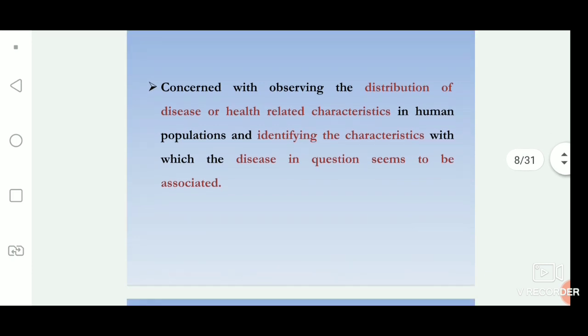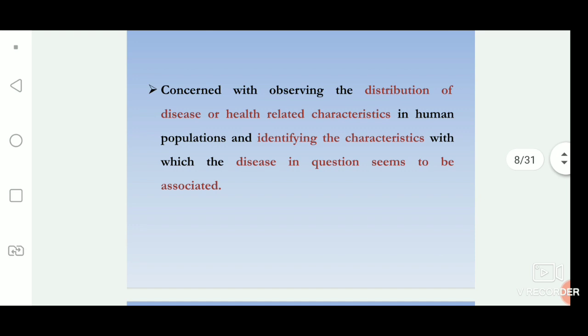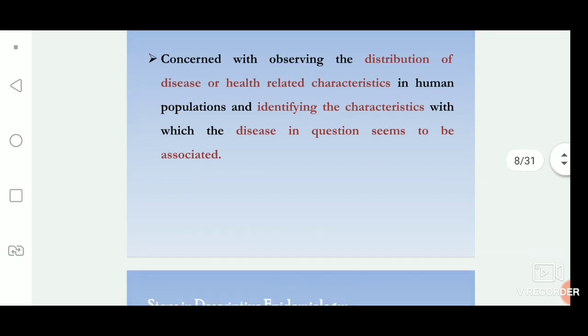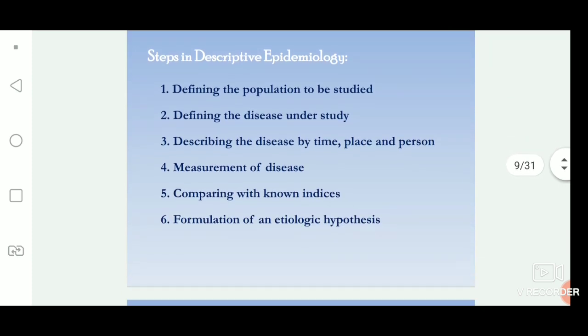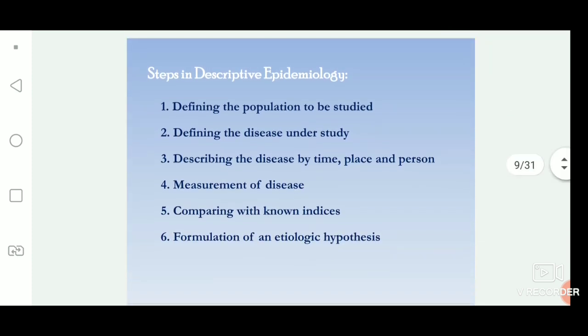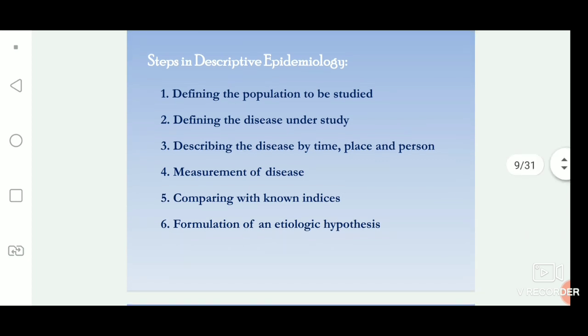Now, we observe the distribution of the disease in the human population, mainly identifying the characteristics or clinical features, where and how this disease is associated, which is what we are mainly looking at in descriptive epidemiology. So, coming to steps in descriptive epidemiology. First one is defining the population to be studied, defining the disease under study, describing the disease by time, place and person, measurement of disease, comparing with known indices. The last one, formulation of etiologic hypothesis.